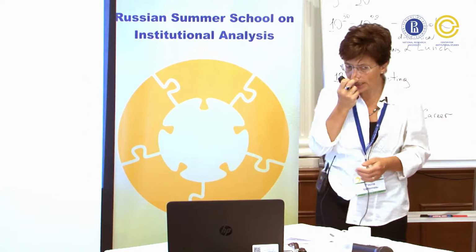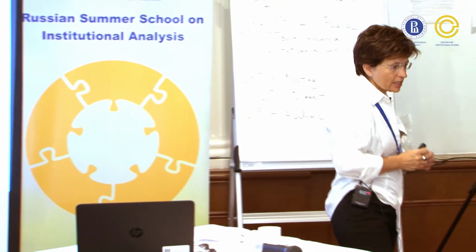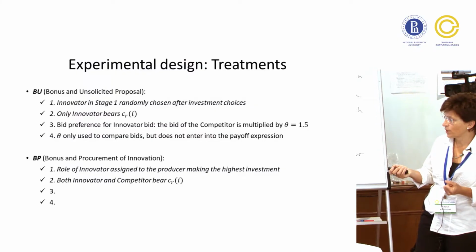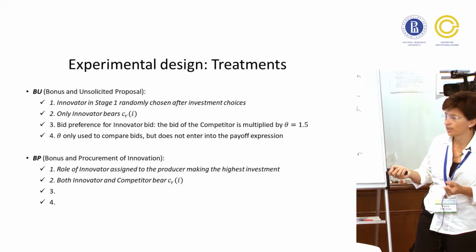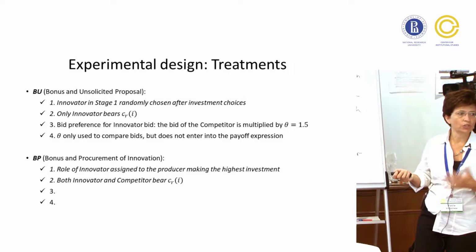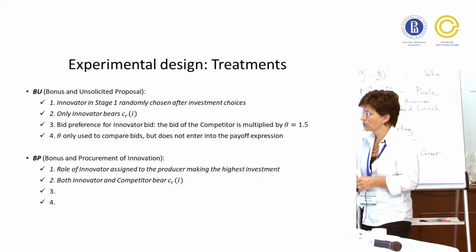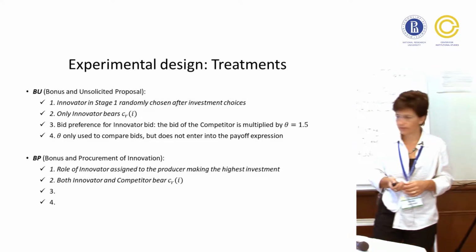Okay. Now, the treatments, as I told you, are 4. We have a treatment in which we have the unsolicited proposal with the bid preference, that we shortly call bonus, and the procurement of innovation with the bid preference.